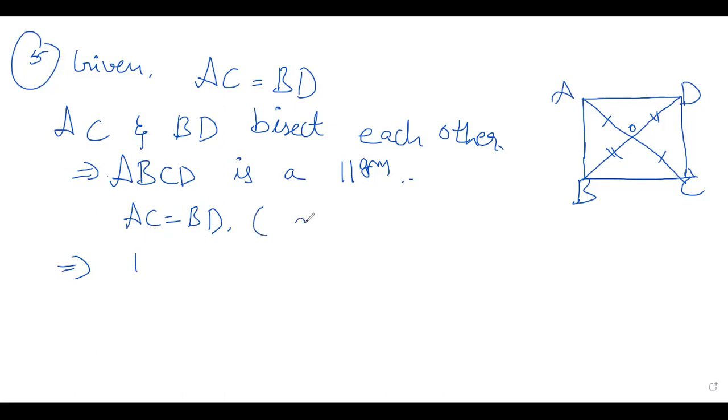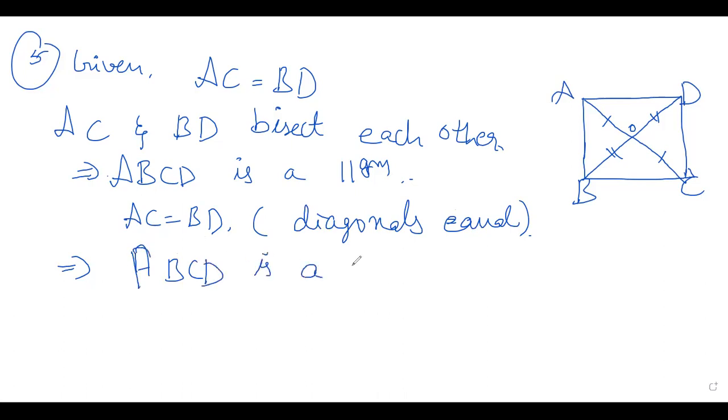See, diagonals are equal. So you can say ABCD is a rectangle. Okay, children. See, they bisect, so I have written parallelogram. And if the diagonals are equal, I am saying it is a rectangle.